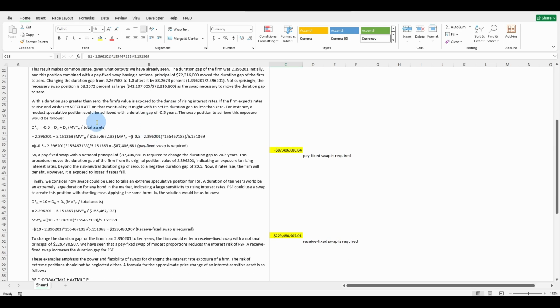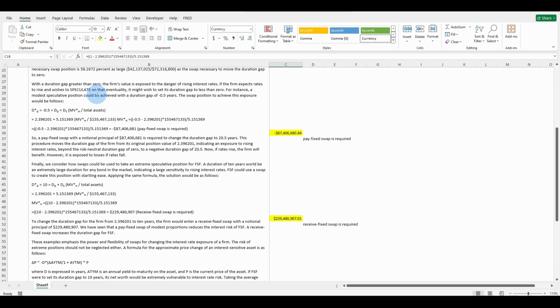With a duration gap greater than zero, the firm's value is exposed to the danger of rising interest rates. If the firm expects rates to rise and wishes to speculate on that eventuality, it might wish to set its duration gap to less than zero. For instance, a modest speculative position could be achieved with a duration gap of negative 0.5, or half a year.